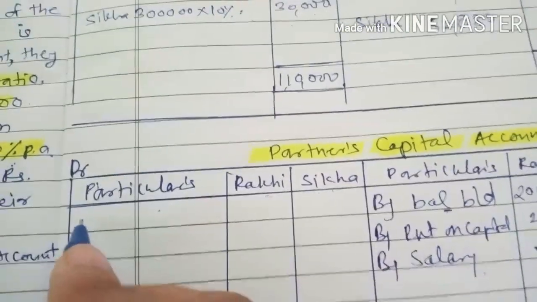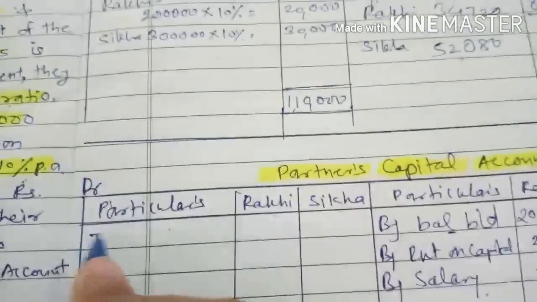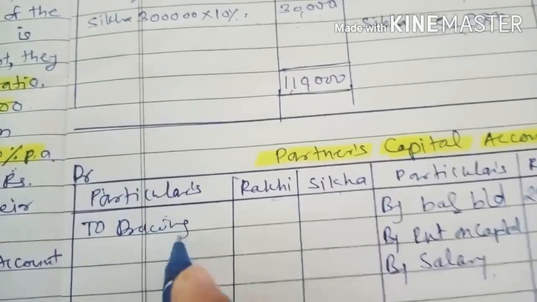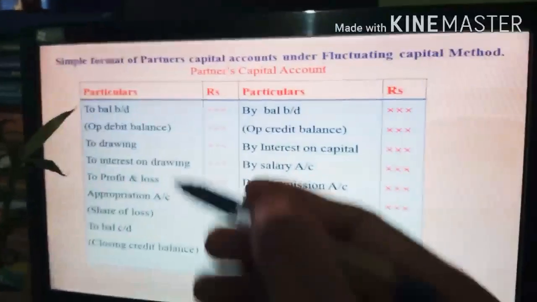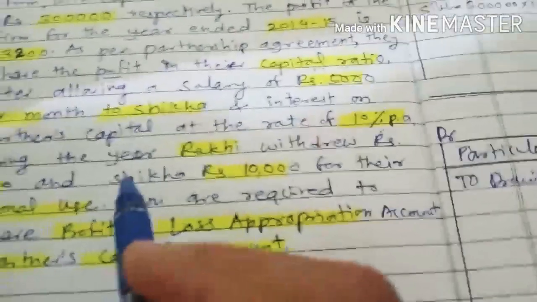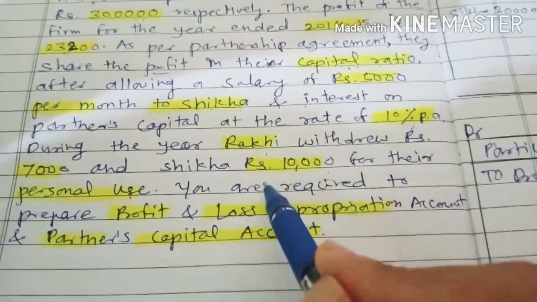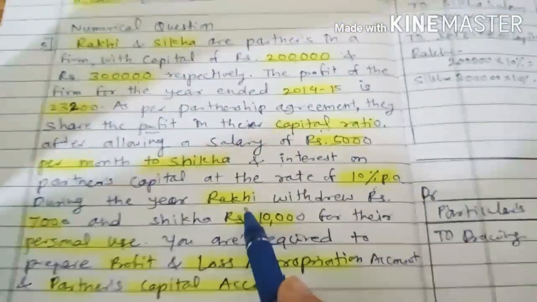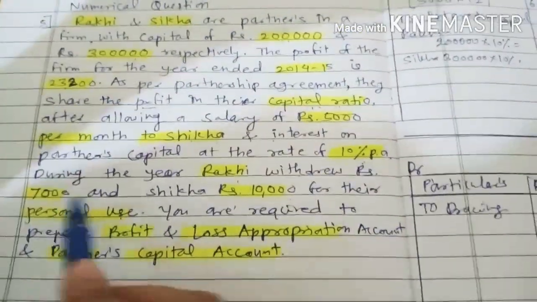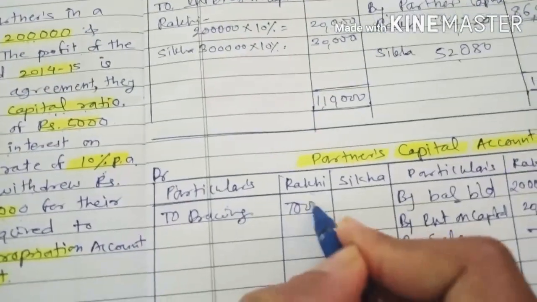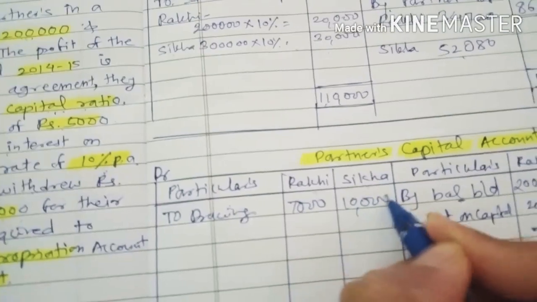So let us come to the debit side. On the debit side, what do you have to record? To drawings, according to the format. So, drawings of the partners. What is the drawing of the partners? Raki withdrew rupees 7,000 and Sika rupees 10,000. So in Raki's column you write 7,000 rupees and here 10,000 rupees.